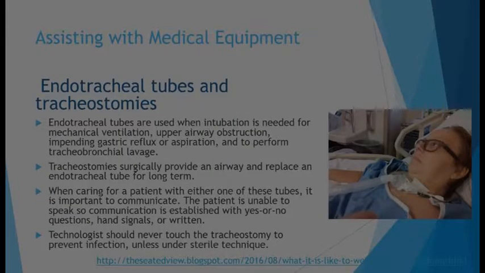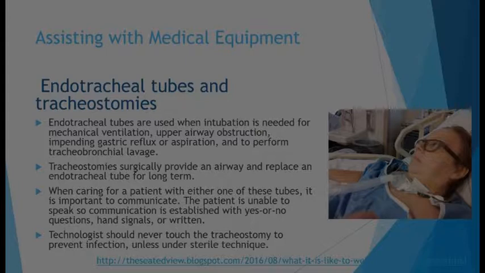Endotracheal tubes and tracheostomies. Endotracheal tubes are used when intubation is needed for mechanical ventilation, upper airway obstruction, impending gastric reflux or aspiration, and to perform a tracheobronchial lavage. Tracheostomies surgically provide an airway and replace an endotracheal tube for the long term.